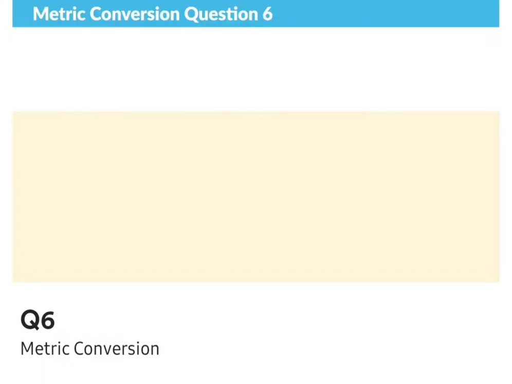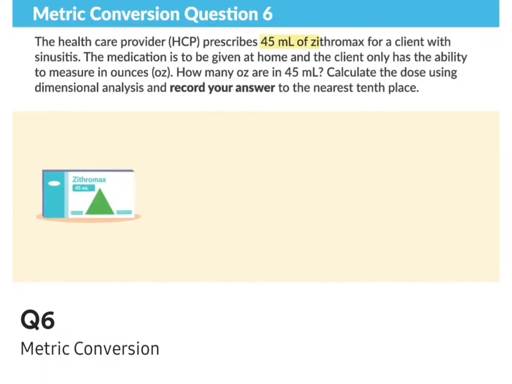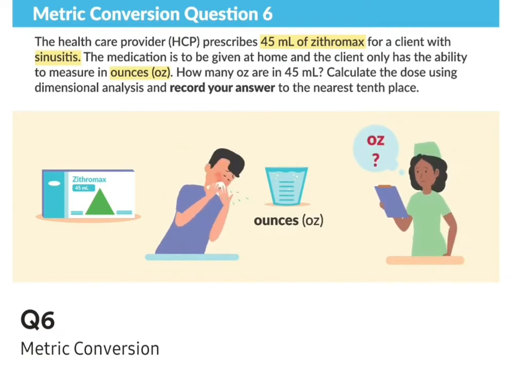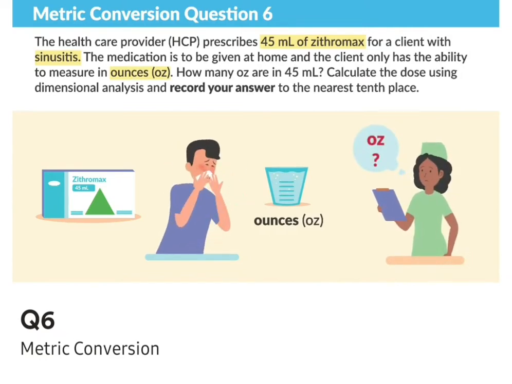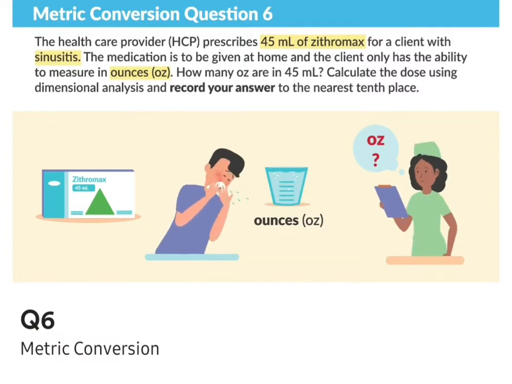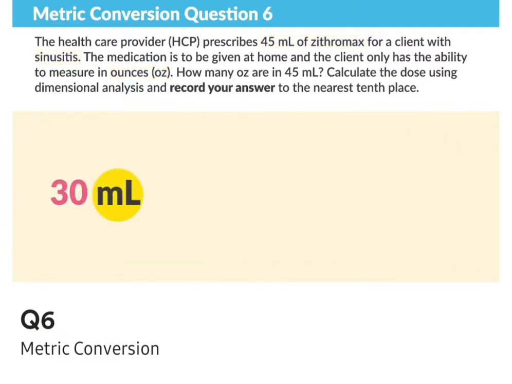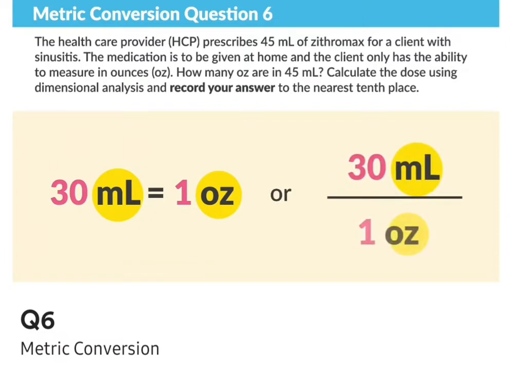Now for question 6, the provider prescribes 45 mLs of Zithromax for a client with sinusitis. The medication is to be given at home, and the client only has the ability to measure in ounces. How many ounces are in 45 mLs? Okay, first things first, for dimensional analysis here, we're setting up that relationship. So, what's the relationship between mLs and ounces? Well, we know that 30 mLs equals 1 ounce, or basically 30 mLs over 1 ounce.